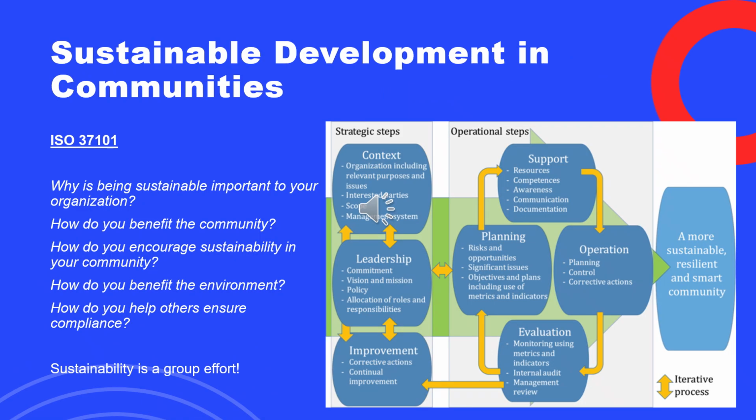Sustainable development in communities, such as ISO 37101. The goal of these standards is to not only develop a sustainable practice within your organization, but to help spread the word about sustainability and improve the overall community. This might mean benefiting others, this might mean teaching them about sustainability, it might mean helping the environment in your area. The goal is that sustainability is a group effort and you are doing your part to help others join in.